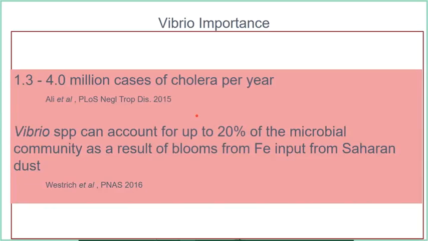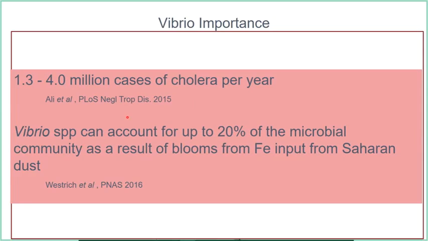So this is estimated that there are between 1.3 and 4 million cases of cholera per year. And in cholera, the toxin genes are actually carried on the prophages found within the genome of the bacteria. And it's these genes that make it such a deadly killer. So what else is in there in other Vibrios that may be coming that we don't know about yet?